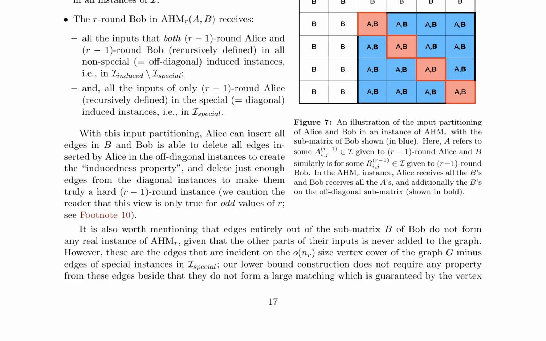This partitioning allows Alice to insert all edges in B and Bob to delete all edges inserted by Alice in the off-diagonal instances, creating the inducedness property. The authors then discuss the theoretic arguments for the hardness of their instances.